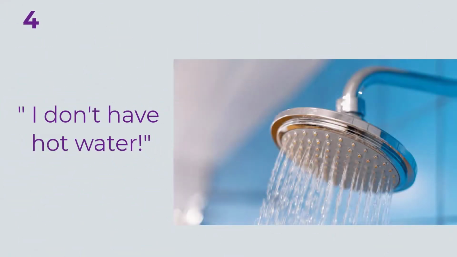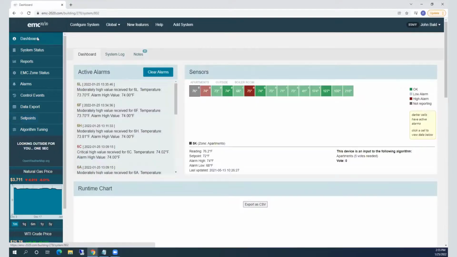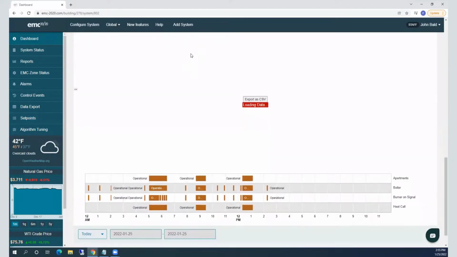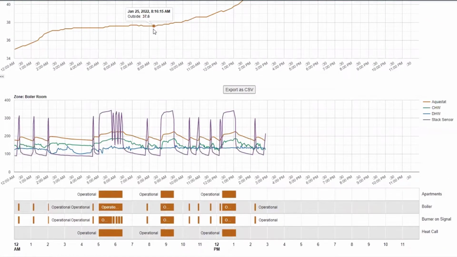Another problem that we get is not enough hot water. So for that, I'm going to lead you to the dashboard page. Now, hot water, domestic hot water, which is what most people complain about, is actually not a direct result of our system. Our system handles the aquastat, but hot water comes from the coil hot water mixing with the mixing valve and creating the domestic hot water. So if someone's complaining about that, you really want to check your mixing valve.